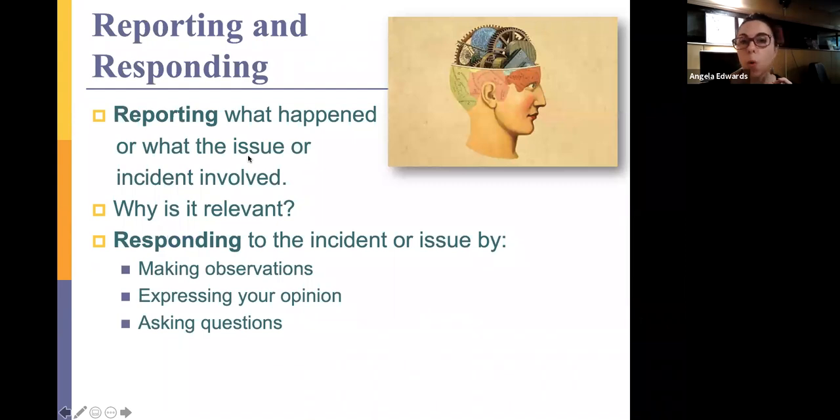So reporting and responding involves what happened or what the issue or incident involved, why it's relevant, and making observations, expressing your own opinion, and asking questions. So this kind of reflection should be the basis of your teaching and interactions with colleagues, with parents, within your learning environment, and also the community, and I guess to a certain extent, children as well.